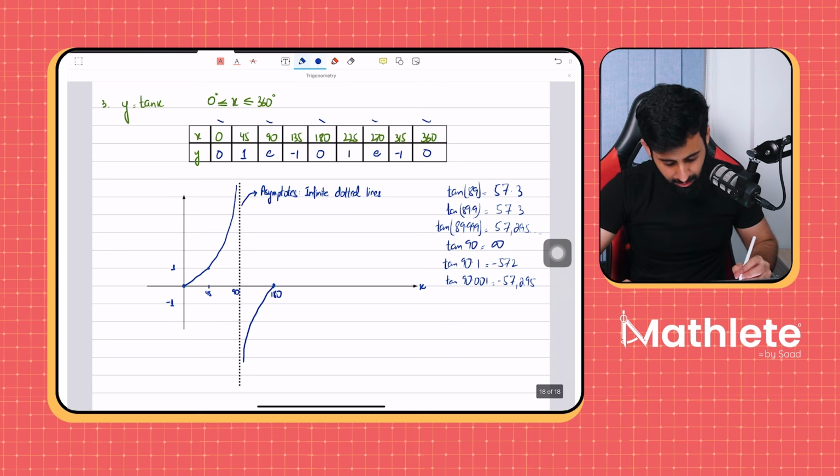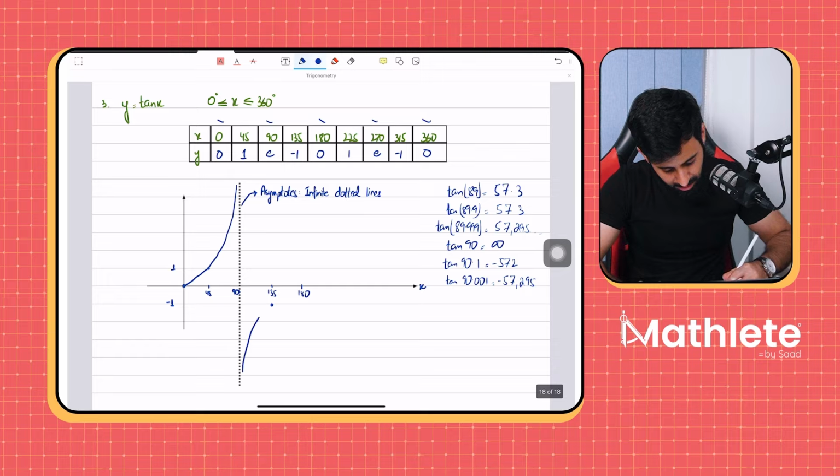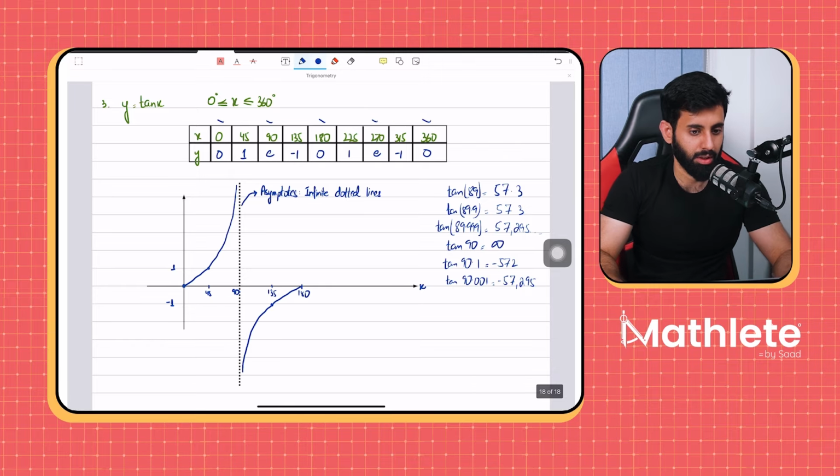And in between that, we have another value. Sorry, I forgot to mark that. Let me mark that as well. And that is 135. At 135 it's equal to minus 1, and at 180 it's equal to 0. So that means right after 90 degrees this is what it looks like.